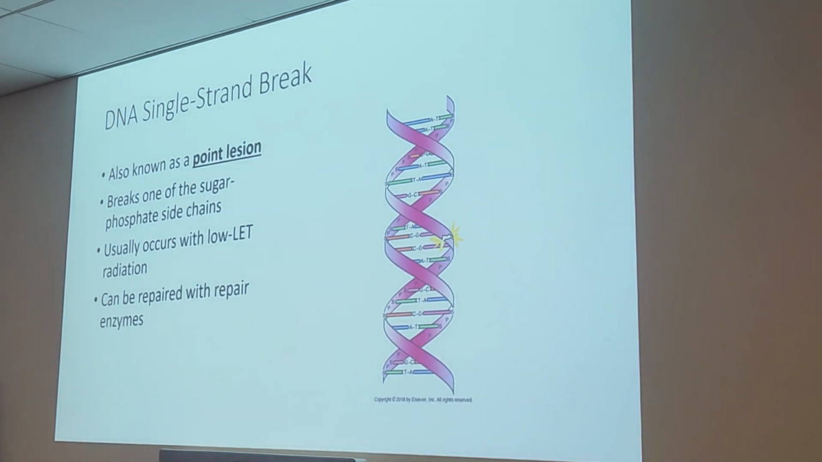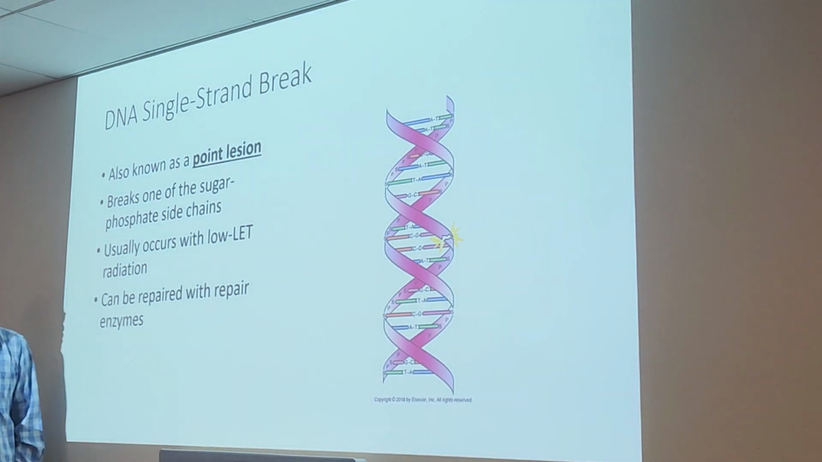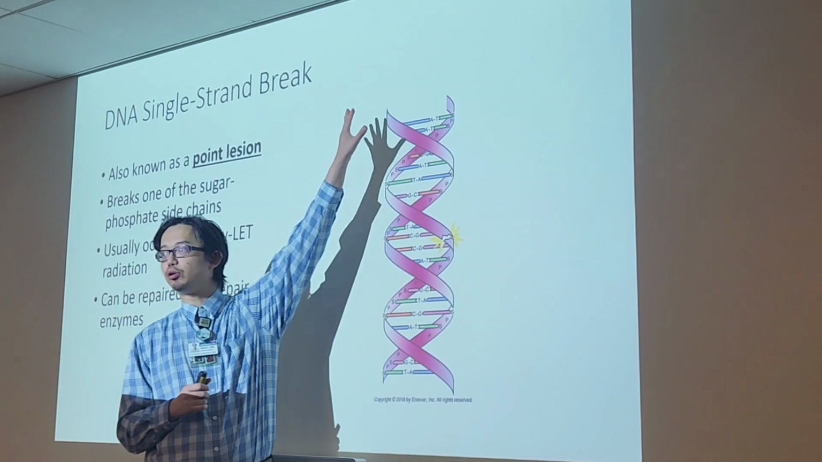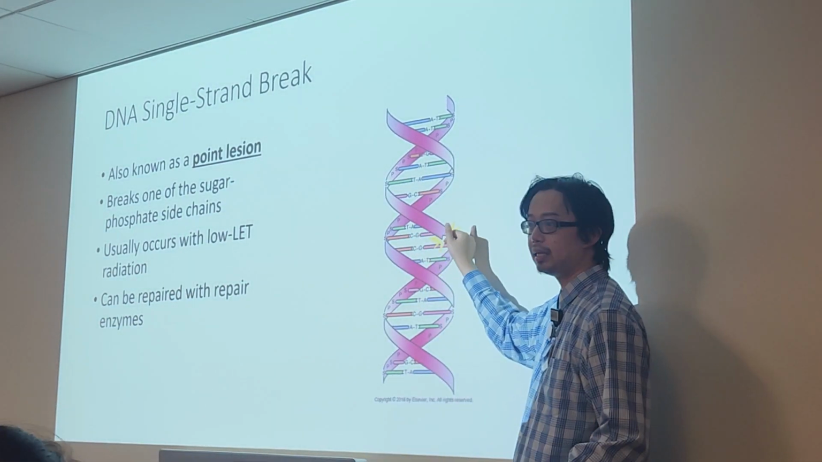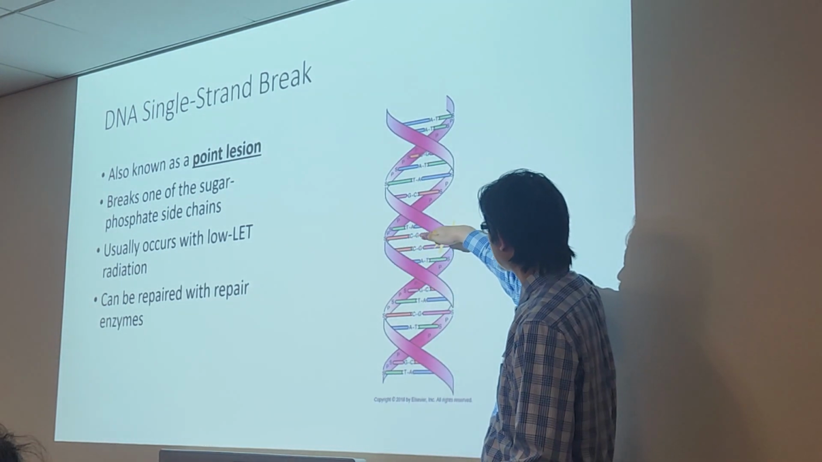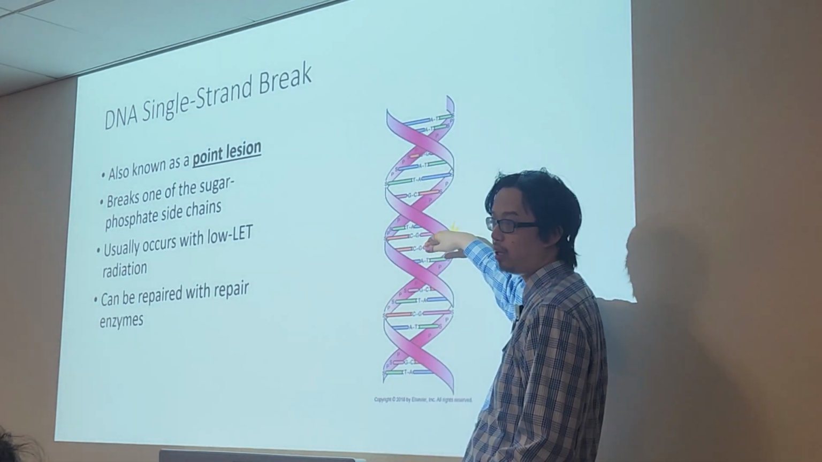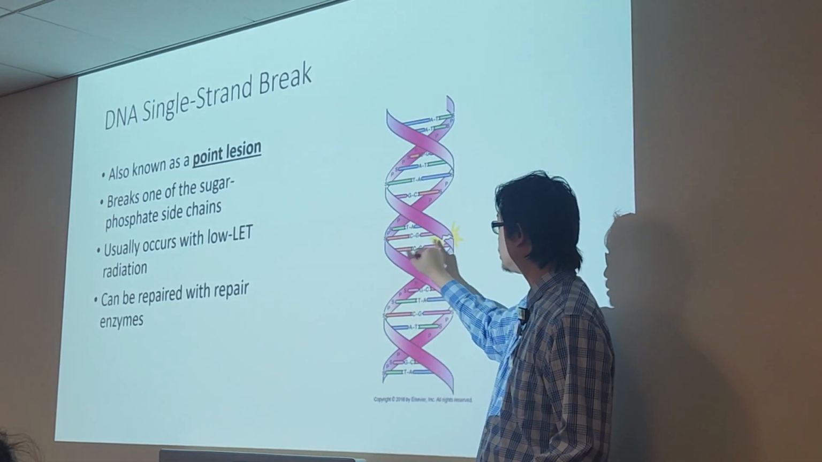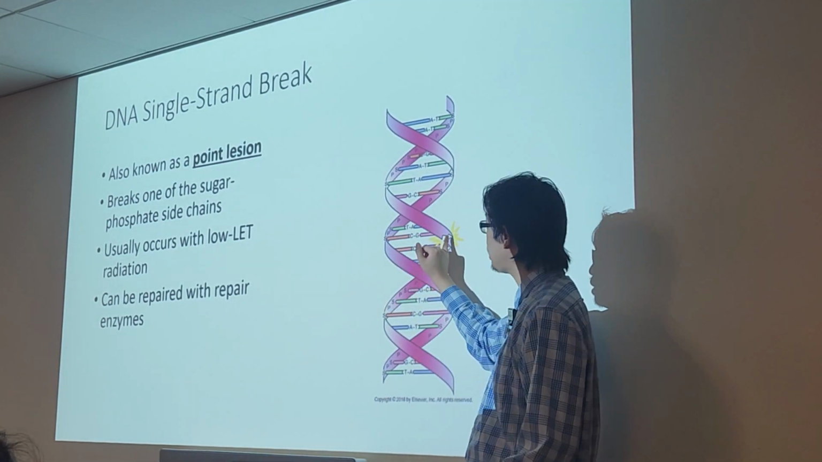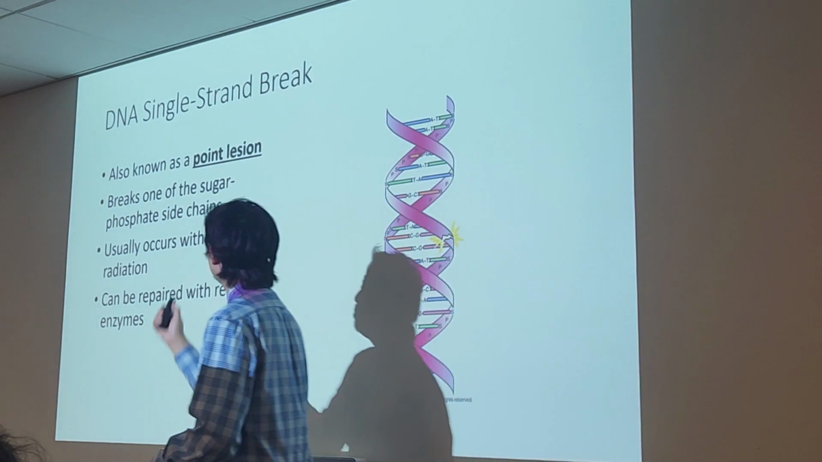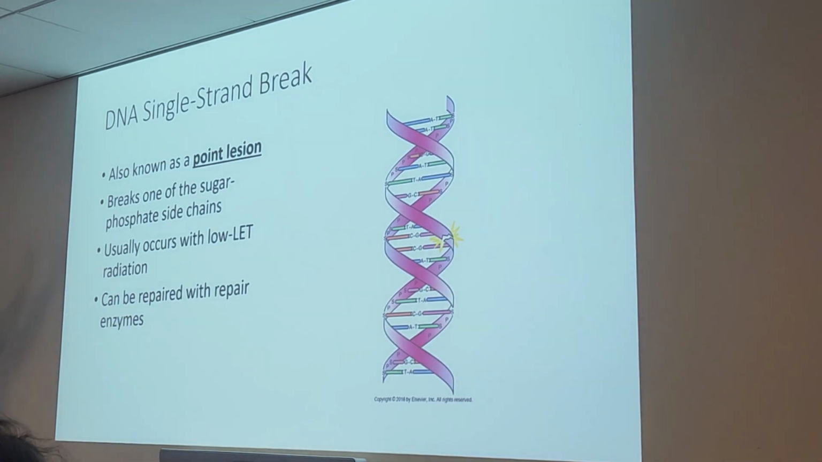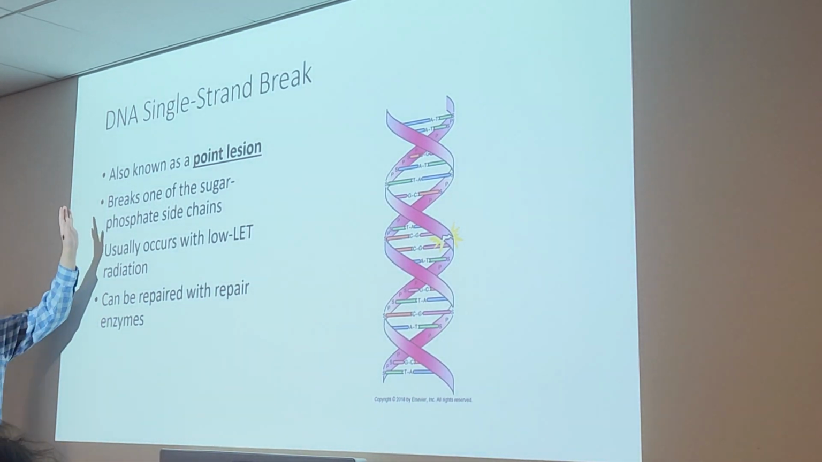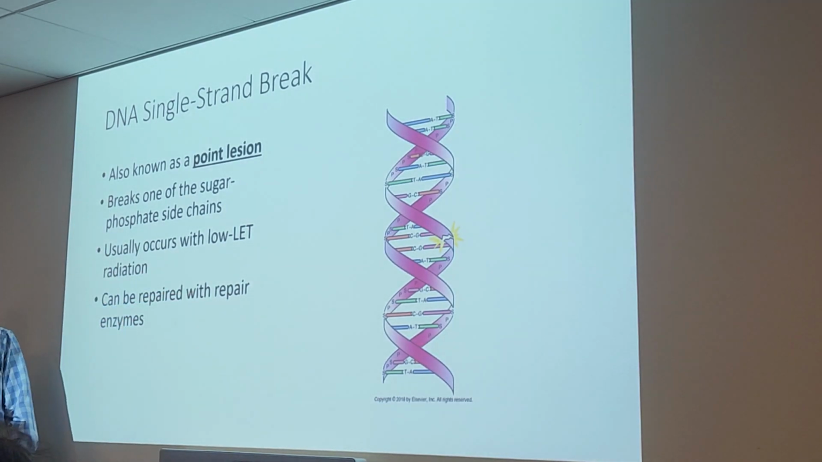Okay, so how can DNA be damaged? The first way is through something called a single strand break. So this is our double strand DNA, and if we take a look here, we have this break in our chemical bonds. So there's a break in the chain of our DNA, but only on one of these chains. You don't see a break over here, right? It's only on one side. Okay, so this is our point lesion in reference to DNA. It breaks one of these sugar phosphate side chains.